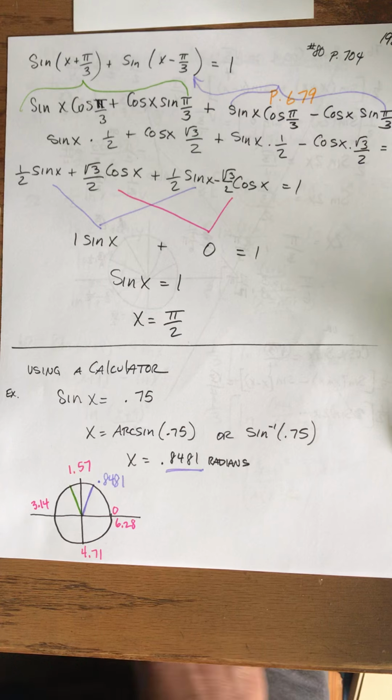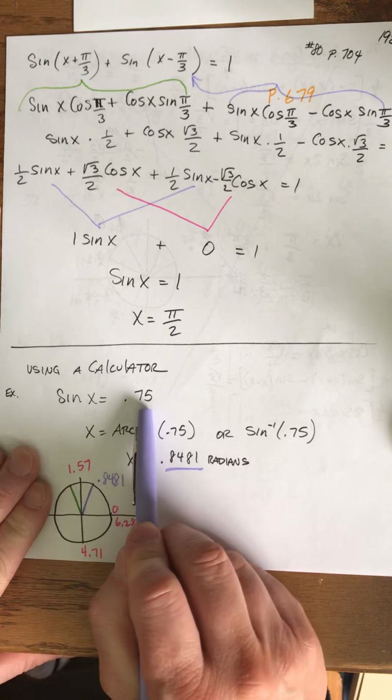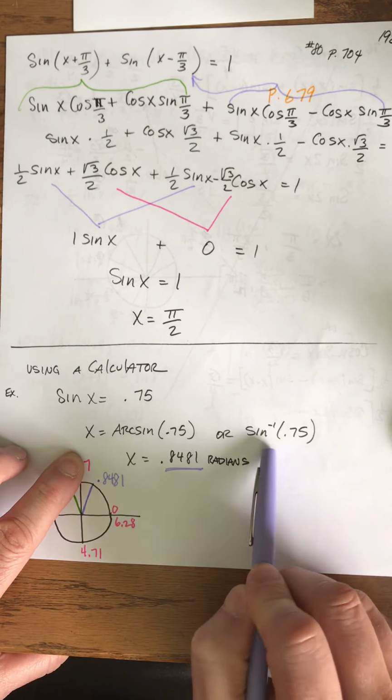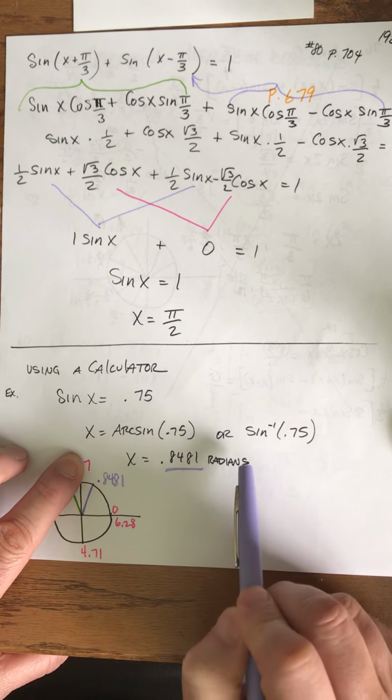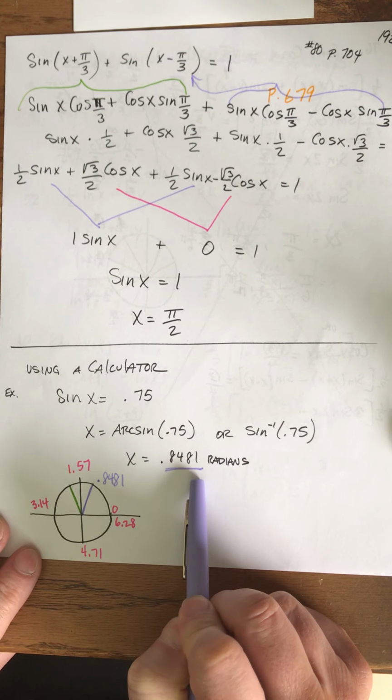The last part of this is they just want to make sure you know how to use a calculator. But also when you use a calculator, the calculator will always give you the smallest answer in the first quadrant, or the smallest answer closest to the positive x-axis. In this one, if this were the question, we would have to take the arc sine or the inverse sine and use our second sine button to get the angle.